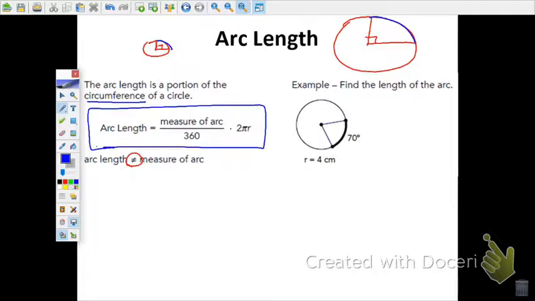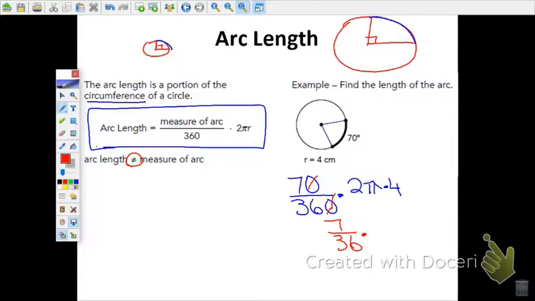So to find arc length, we take the measure of the arc, which is the 70 degrees. We divide it by 360. And then we multiply it by 2 pi r. So 2 pi times r, the radius, which is 4. So when I put this all together, my fraction piece I can simplify. I divide out a 10. 7 over 36 can't simplify any further.